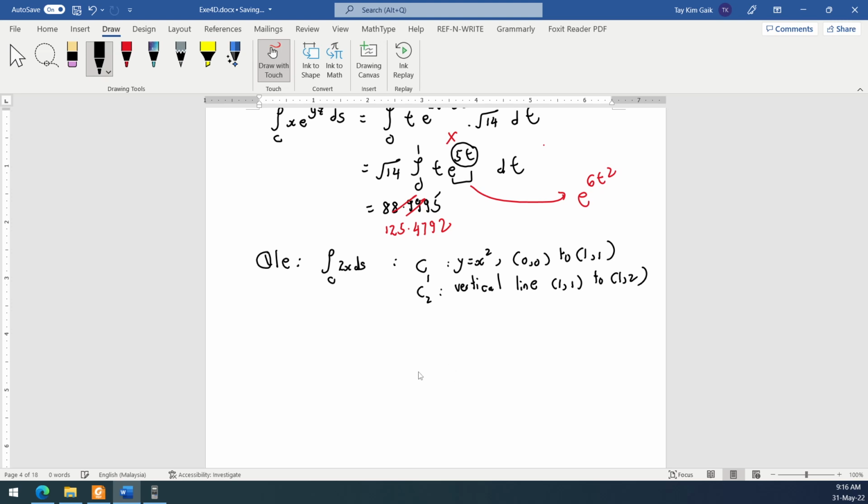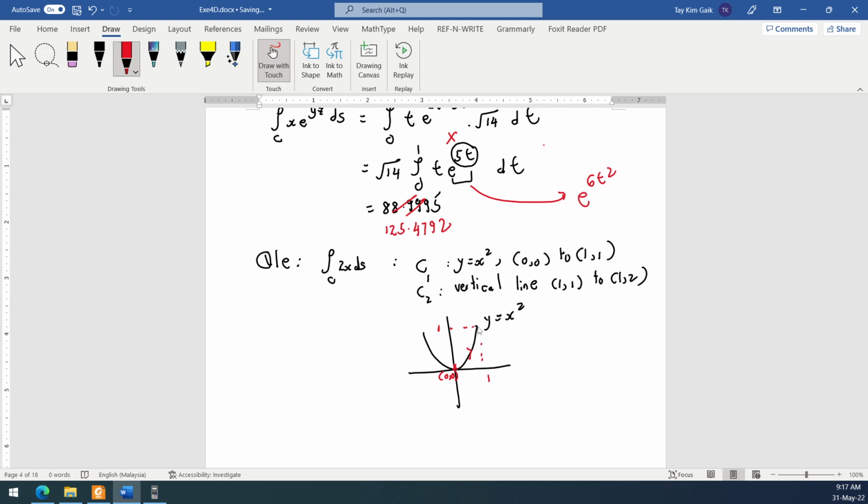Okay, let's sketch the graph. You have the parabola y equals x squared, but C1 is from the point (0, 0) to (1, 1). Let's say this is 1. So C1 starts from (0, 0) and goes to (1, 1).